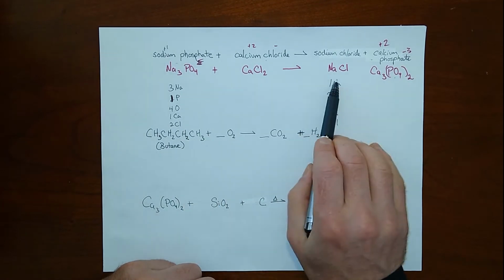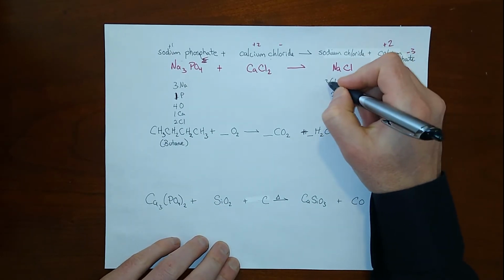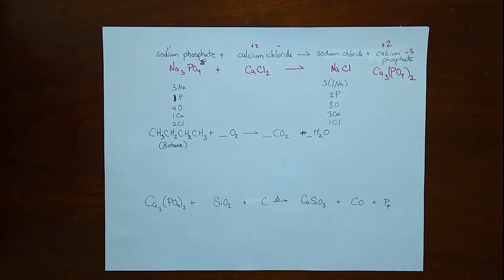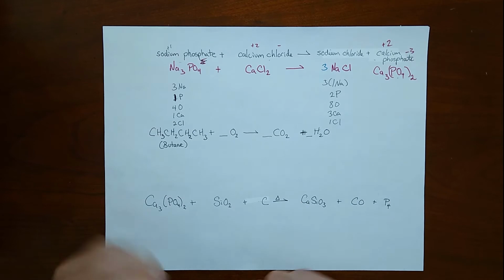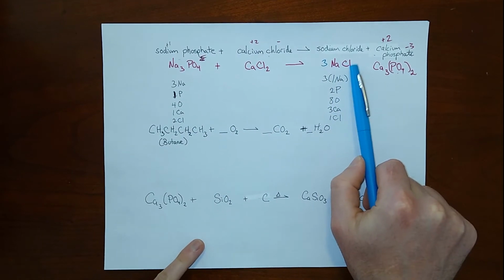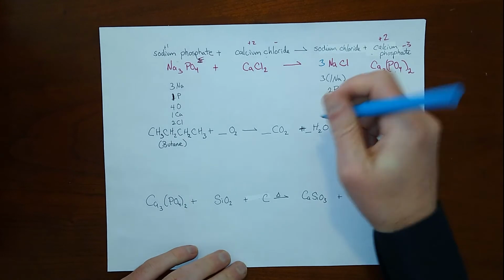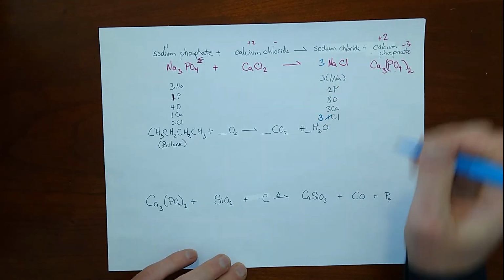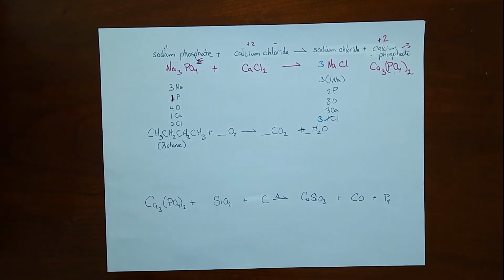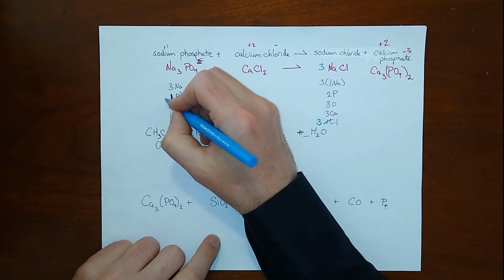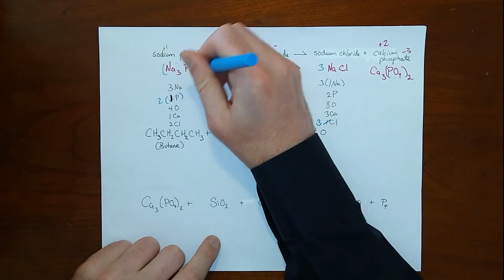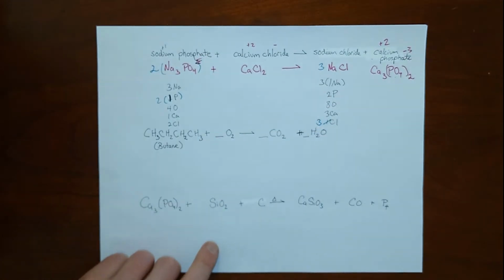If I have 3 sodium here, I need 3 sodium on this side. So we will go ahead and try this. Now I have 3 sodium, but I also increased my number of chlorines by 2, so now I have 3 chlorines there. That gets the sodium to be balanced. Let's look at phosphorus next. 2 phosphorus versus 1 phosphorus, so I need twice as many here.